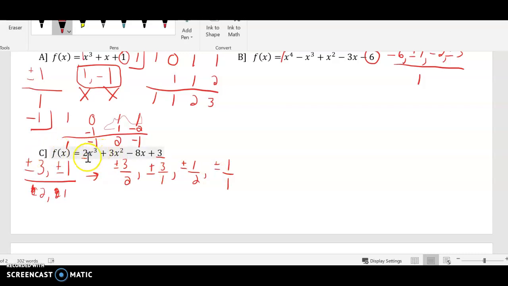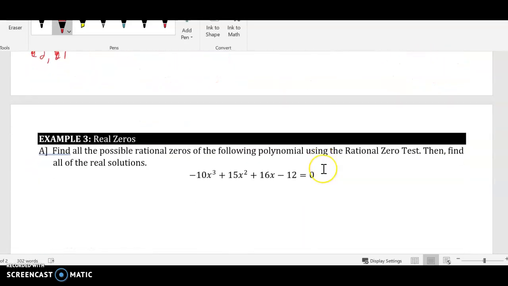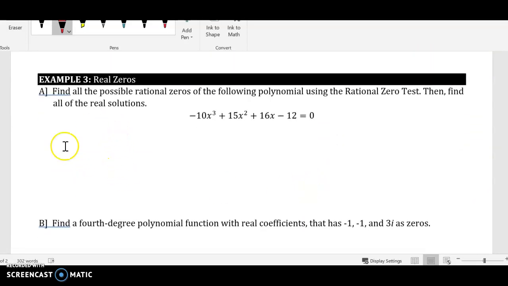So one of them is probably going to be real, or rational, I mean, or 2 of them could be imaginary. So you just have to do the rational zero test to check and see what are possible zeros. Okay? So it says find all possible rational zeros of the following polynomial using the rational zero test. Then find all real solutions.